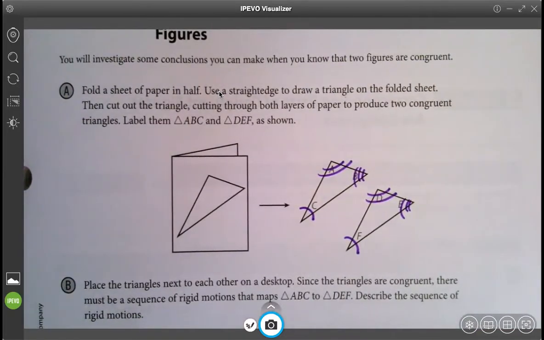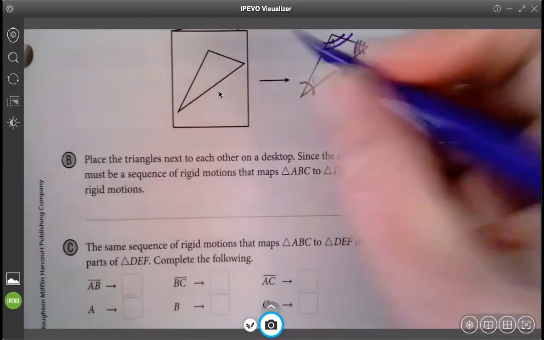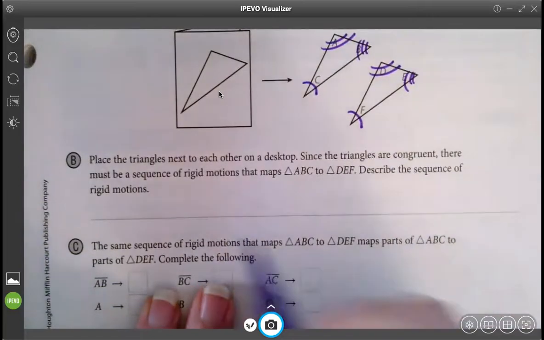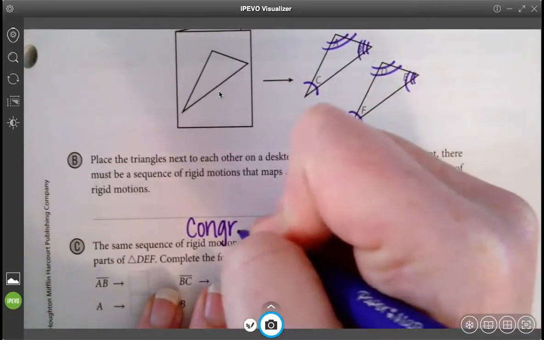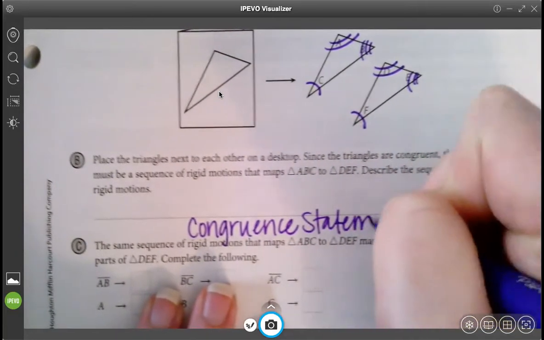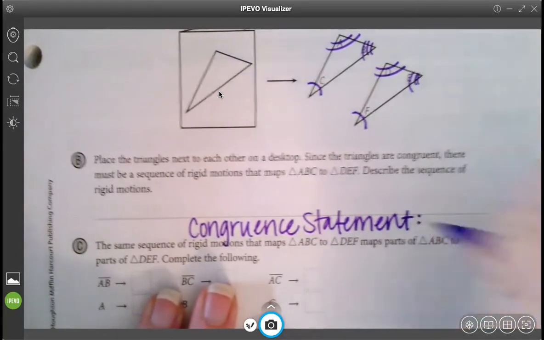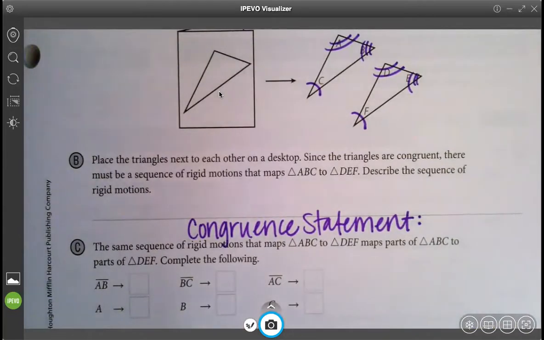So to make sure that we're not just eyeballing it and estimating it every time, we have what is called a congruence statement, and if you'll just write that above part C right here, congruence, E-N-C-E, statement. A congruence statement uses the corners to abbreviate a figure, and it also uses a congruent symbol. And what you do is you put the matching corners in matching order so that it's very, very easy to tell which parts go with what.